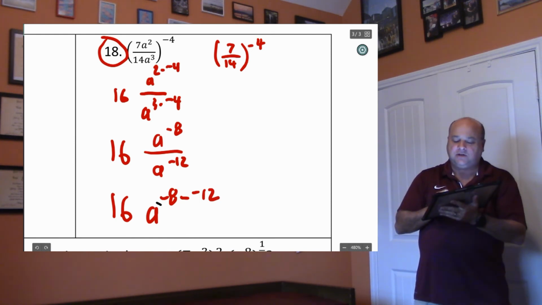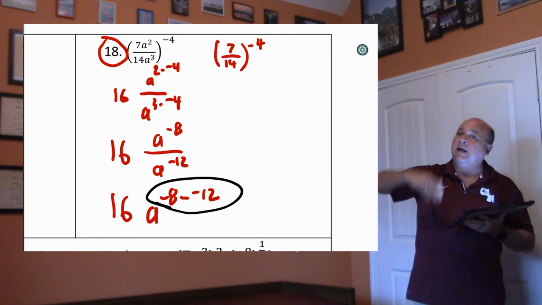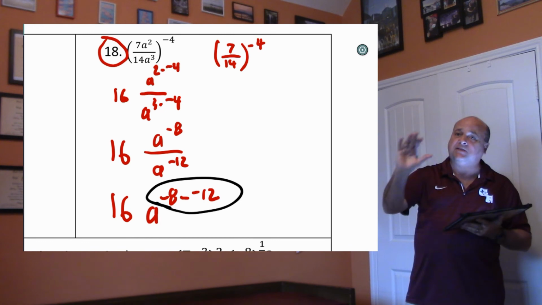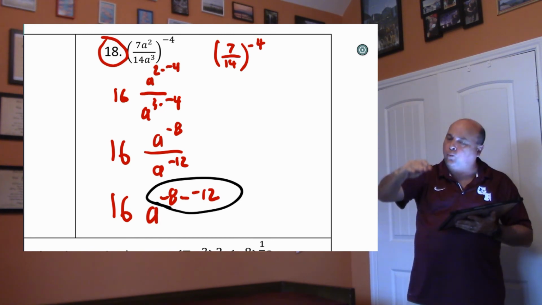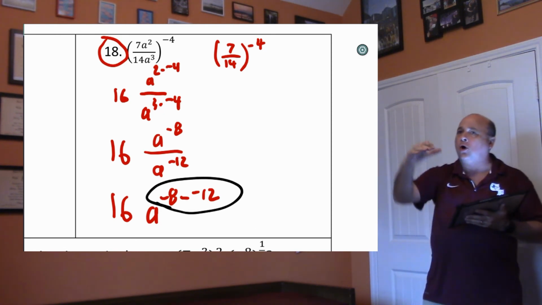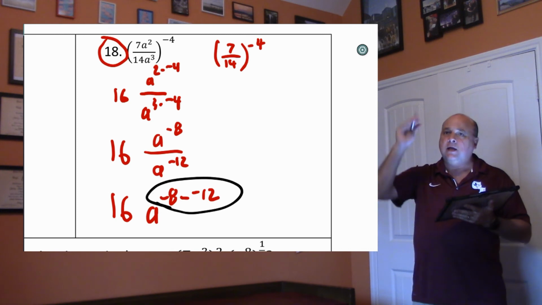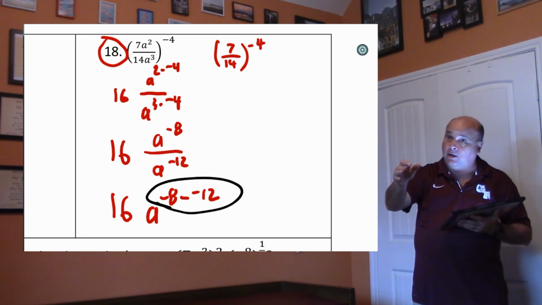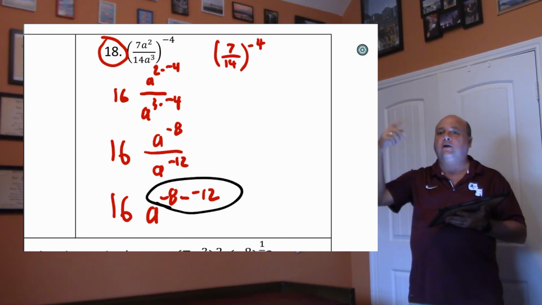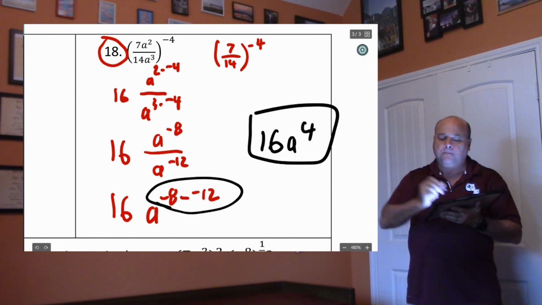You may have to punch this in the calculator. This gets confusing. It takes some repetition to get this down. If you have trouble, message the teacher. They can reply back and show you the steps and it will click. The math's not hard, but the concept of doing this is tough. Okay? If you're having trouble, you're not alone. Now then, negative 8 minus a negative 12, if you were to punch that on the calculator, would be 4. So my answer is going to be 16, a to the 4.